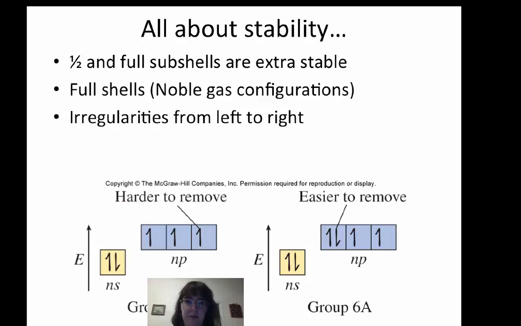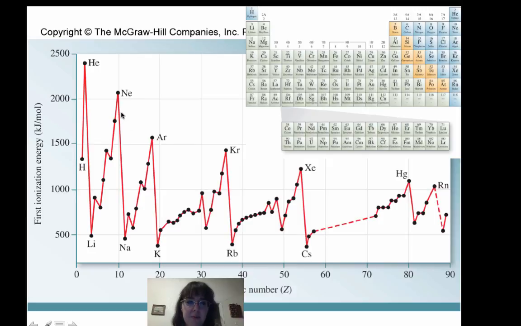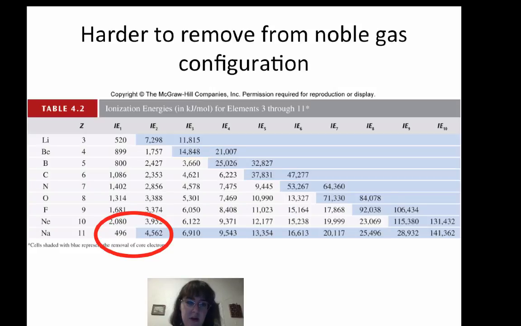So if you noticed, I'm going to flip back again. Back here, neon, super high ionization energy. Way down here in the sodium, okay? Much harder to remove from neon than from sodium. Protons are about the same, but this has to do with the fact that neon's very stable. All of those noble gases are very, very stable. So whenever you're going to remove one from a noble gas, it takes a lot more energy than anything else. So this is really obvious across the periodic table.